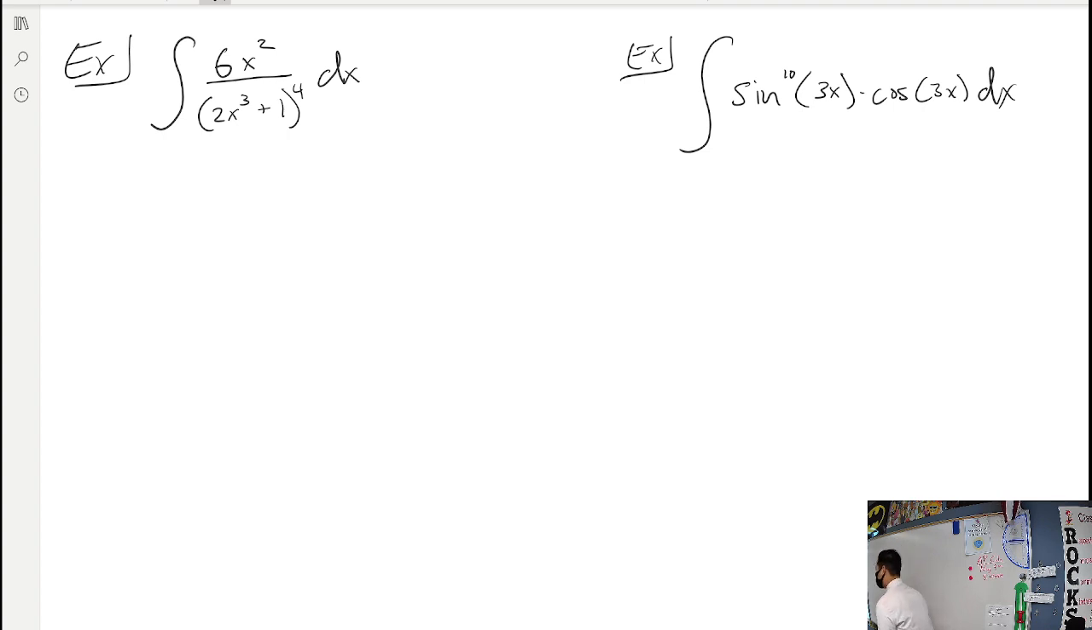Isn't it just u to the negative third power over negative 3? 4 plus 1 is... I think this is the answer. Yeah, that's u, plus c, right? But you have to substitute the x back in. Plus c.